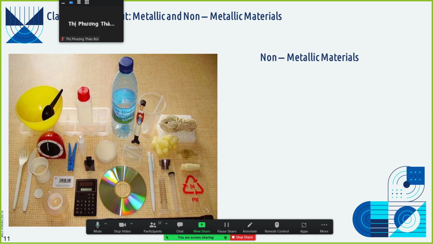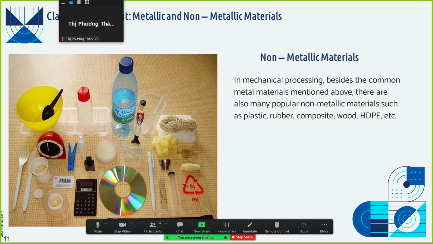The second material is non-metallic. In mechanical processing, beside the common materials mentioned above, there are also many popular non-metallic materials such as plastic, rubber, composite, wood, HPD material.